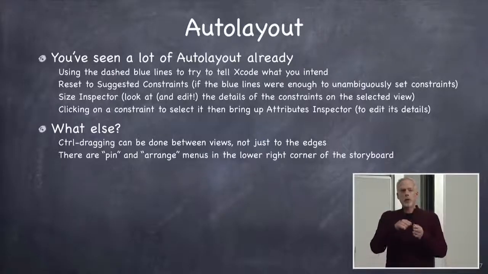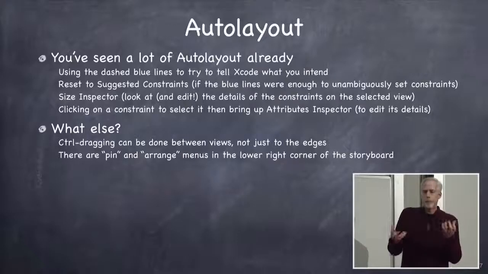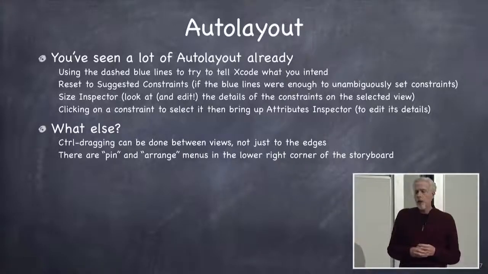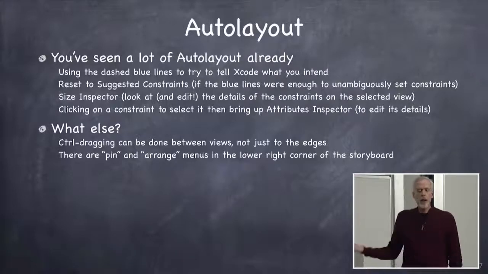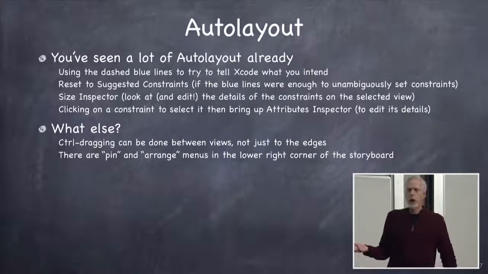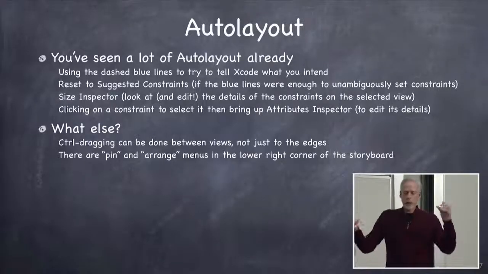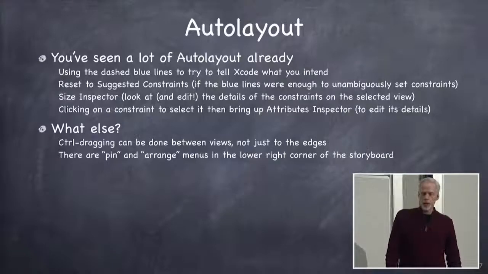Now, in addition to control dragging to set up these constraints between things, you can also select them. I select one view or select a couple of views, and there's a couple of little menus in the corner down there, the pin menu or the align menu, and then this other kind of generic menu that has a lot of random things you can set constraints for. And we'll use that today as well, so you can see that different way of doing it.